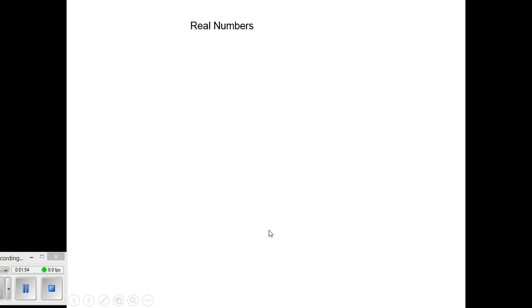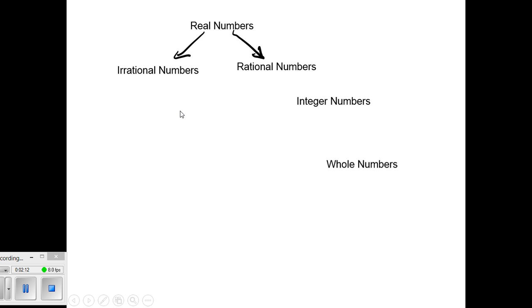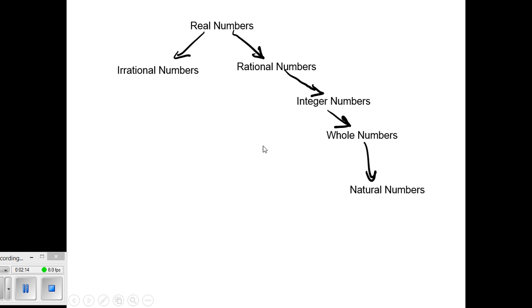So here's our diagram. At the very top is the real numbers. The real numbers consist of both irrational and rational, that is, expressions that can be written as fractions and those that cannot. Integers, whole numbers, natural numbers: here's the progression. Natural numbers are a subset of whole numbers; 1, 2, 3 is contained in 0, 1, 2, 3. Whole numbers are a subset of integers. Integers are a subset of rational numbers. The union of irrational and rational is real. So that's the relationship.